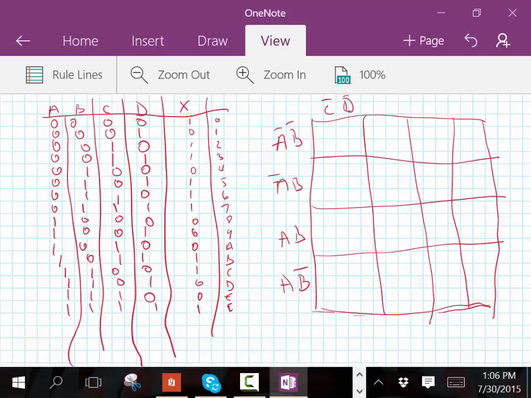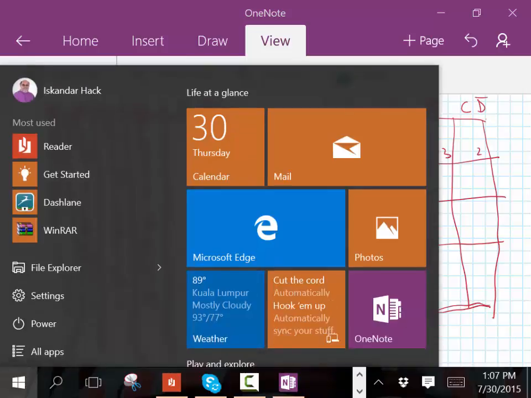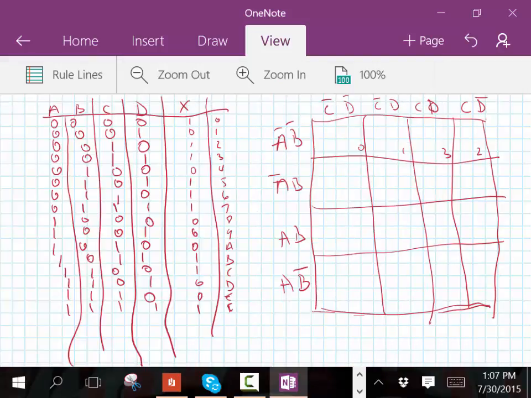C naught. Putting that up. C naught D. C D. And C D naught. My numbers are 0, 1, 2, 3, 4, 5, 6, 7, 8, 9, A, B, C, D, E, F.